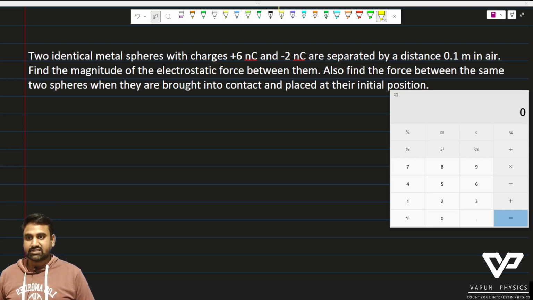Namaskara. Again, some easy question. Two identical spheres of the same size.